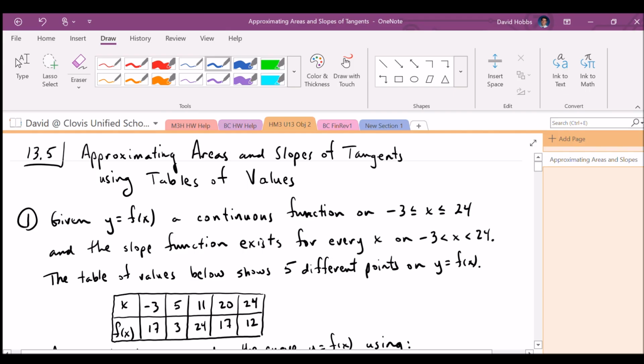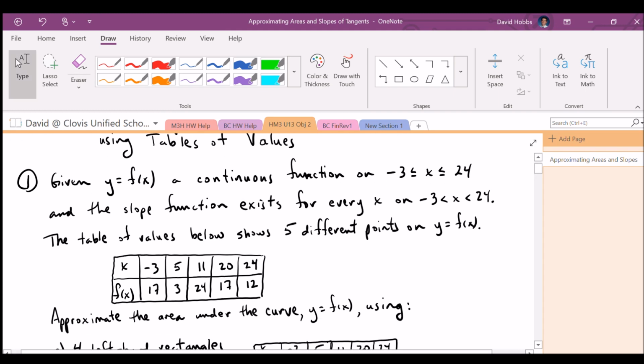Unit 13, Objective 5. Approximating areas and slopes of tangent lines using tables of values. Okay, so we have been doing slopes of tangent lines early in the unit, and then just in the last lesson we did some approximating of areas between the curve and the x-axis. But this time, not giving you the entire function, we're just giving you some snapshots of what's going on with the function. So let's just go ahead and dive right in.